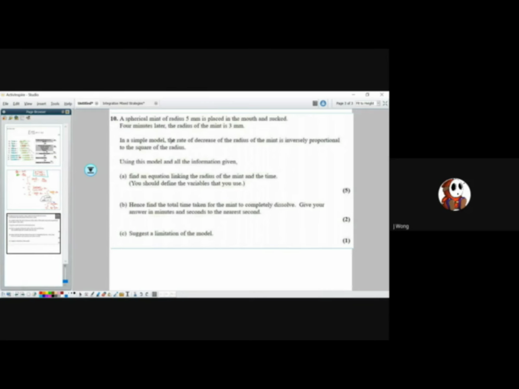So because this is a rate of decrease of the radius, it is almost certain that we could write, based on this expression, dr over dt, the rate of change of radius, and then it has to be something negative. Okay? And since they say that the rate of decrease is inversely proportional to the square of the radius, that will mean dr by dt is going to be minus k over r squared. So let me just highlight the information. So inversely proportional to the square of radius is this part.